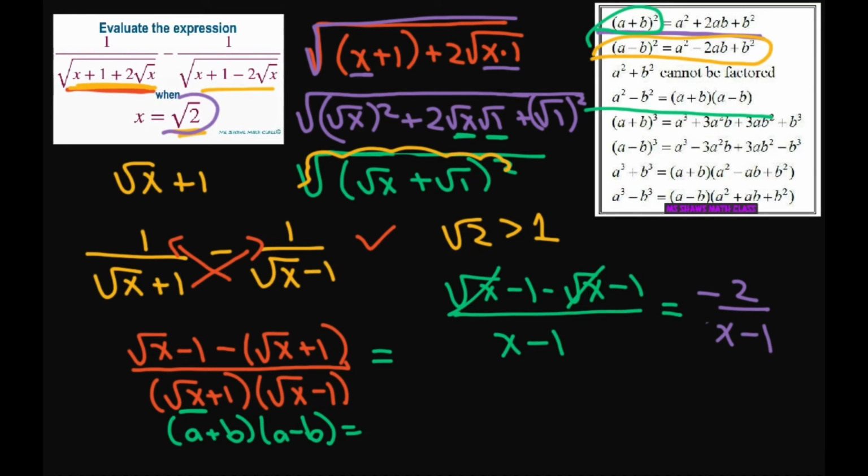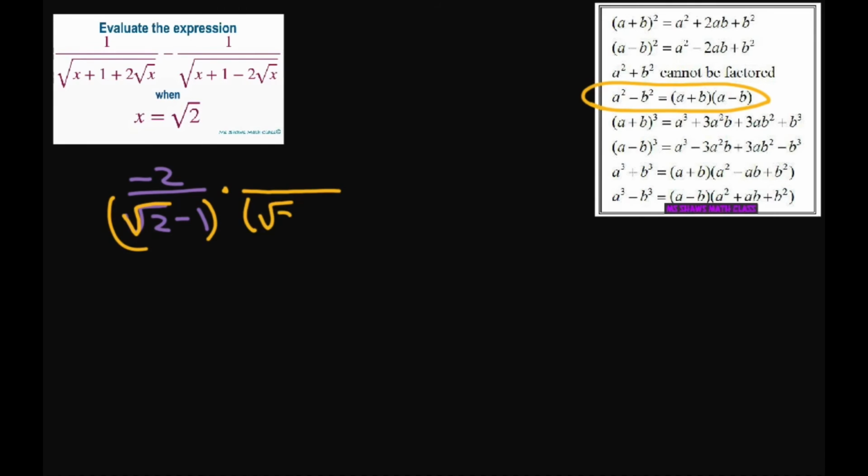Now let's go ahead and substitute in our square root of 2. So we're going to have negative 2 divided by square root of 2 minus 1. So everything's fine except we don't like to have a radical in the denominator. So we're going to rationalize the denominator by using this formula again. So we're going to multiply our denominator by the conjugate, which is going to be square root of 2 plus 1. So I'm going to also have to multiply the numerator by square root of 2 plus 1.